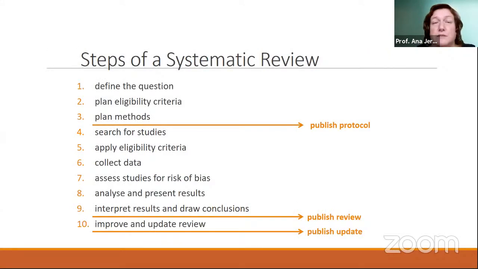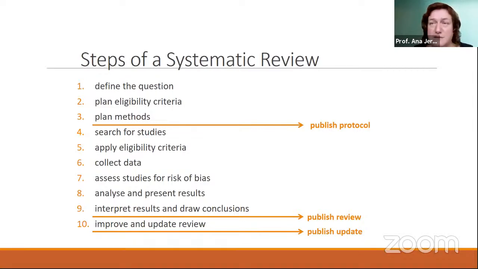So, if we want a cookbook for how to do systematic reviews, here is one. We start with the definition of the question, which is not that straightforward. You will see in a few slides. After that, we plan eligibility criteria for included studies, and we plan methods. At this level, we should publish a protocol. After that, we search for the studies in scientific databases. We apply eligibility criteria, collect data, assess studies for risk, analyze and present results, and interpret results and draw conclusions. And at this level, we publish a review.